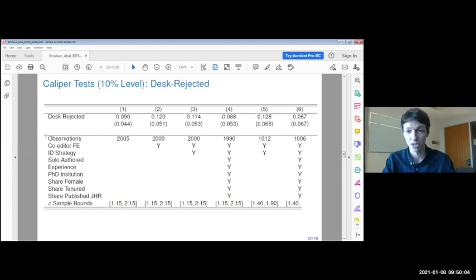If you put co-editor fixed effects, actually it makes the effect larger. That's the second column. We have 25 co-editors here. So it's not the decision of 2 or 3 individuals. That's a lot of people. And I'll come back to it later.